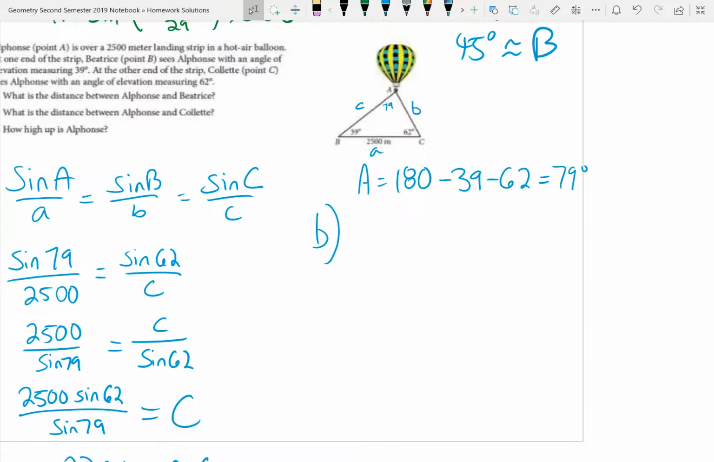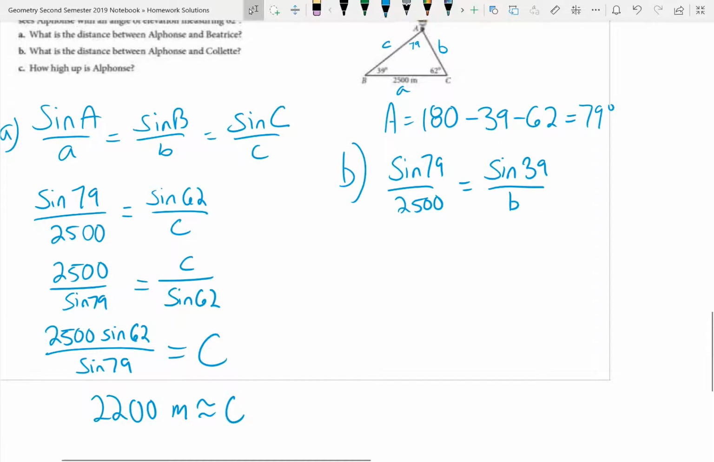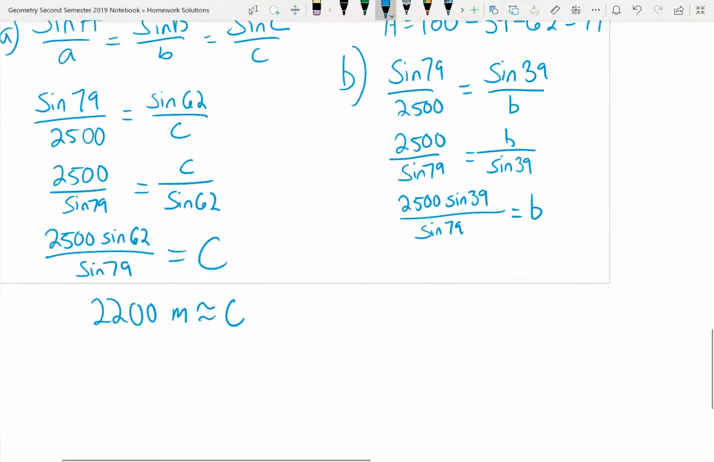is Alphonse to Colette, so that's going to be similar. Sine 79 over 2,500 equals sine of B, which is sine of 39 degrees, all over B. So let's flip again. Multiply both sides by sine 39. And what do we get? About 1,600 meters.